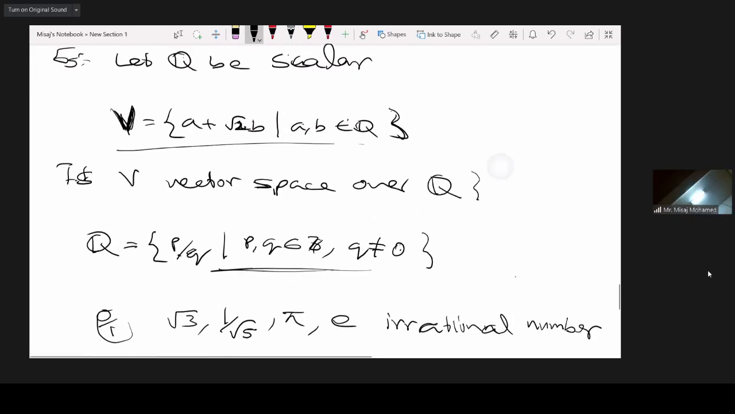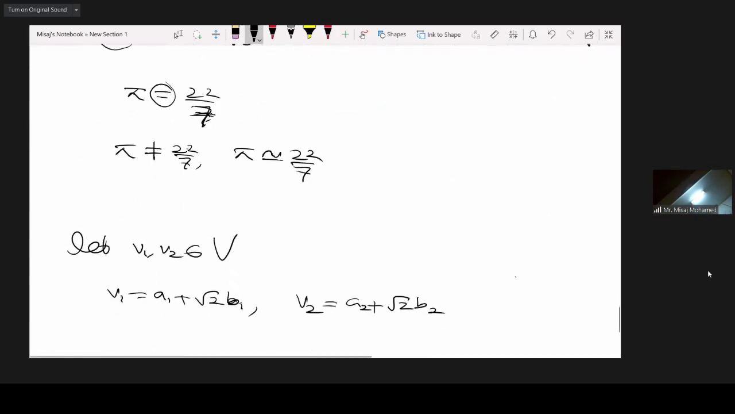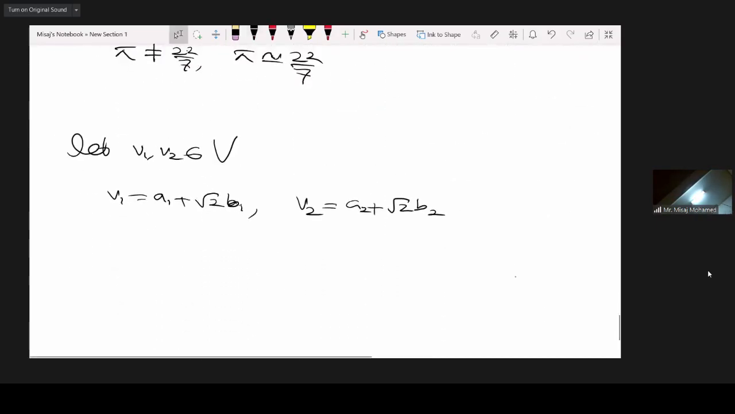I have taken two elements from this set, small v1 and v2. Every element is of the form a plus root b, where a and b are rationals. Here, a1, b1 are from Q, and a2, b2 are also from Q.